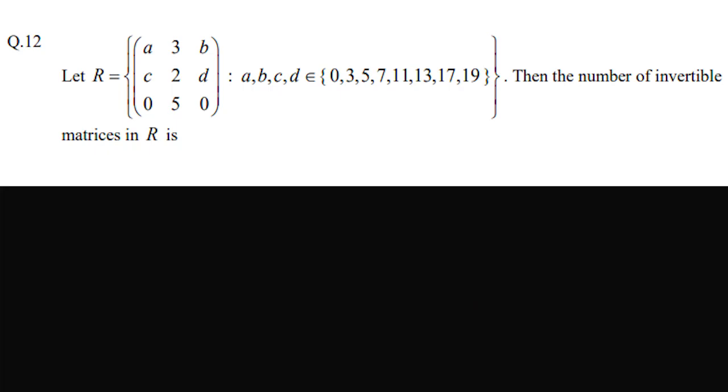Now the question is, we are given this matrix R where A, B, C, D belong to this set containing 0, 3, 5, 7, 11, 13, 17 and 19, which is 8 numbers. Now it says, then the number of invertible matrices in R is. Now rather than finding the number of invertible, we'll find the number of non-invertible and then subtract it from the total number of matrices that can be formed. So first we'll find the total number of matrices in R.